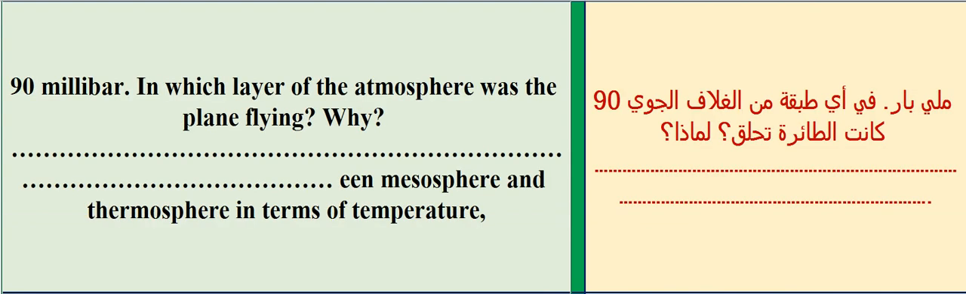Ozone gas. An aeroplane is at 90 millibar. In which layer of the atmosphere was the plane flying? Compare mesosphere and thermosphere in terms of temperature, importance, and air pressure. Top is -6 degrees C. Unit 3.